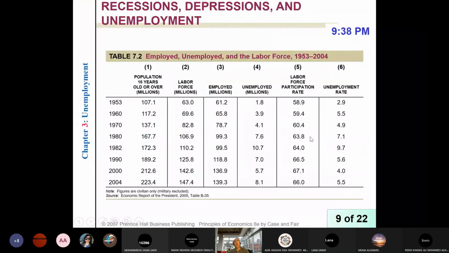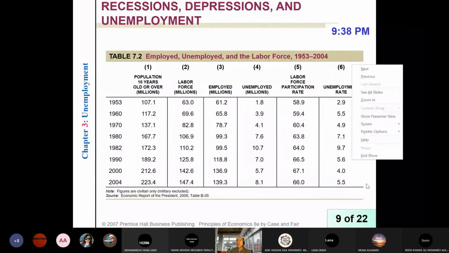What else? See here, over time from the 1950s till today, the unemployment rate fluctuated, goes up from around 2% to 10% and goes down. Why did the unemployment rate fluctuate? Because of the business cycle. When the country enters into recession, the unemployment rate increases. When the country enters into expansion, the unemployment rate decreases. Sometimes the phase of the recession is long or short, so we expect fluctuations in the level of the unemployment rate.